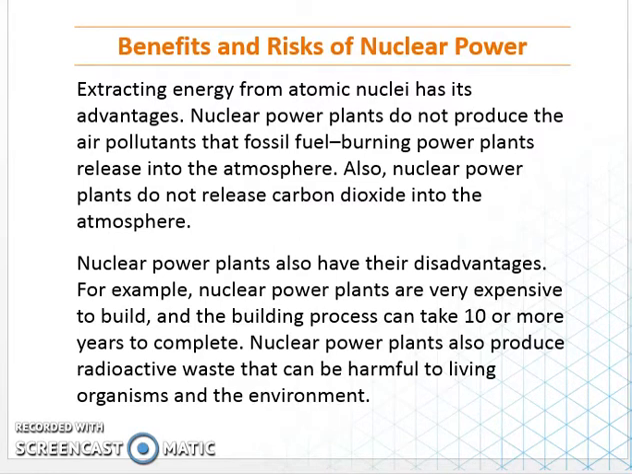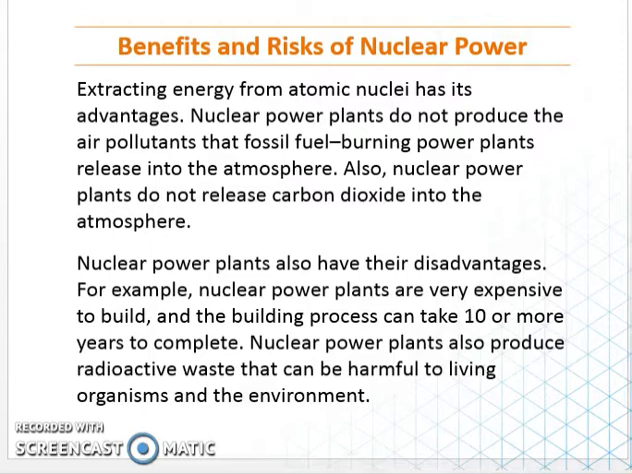Nuclear power plants do not produce the air pollutants that fossil fuel burning power plants release into the atmosphere, which is awesome, right? It's also not using our precious natural resources that are not easily replaced. Also, nuclear power plants do not release carbon dioxide into the atmosphere, thus making our greenhouse effect unlivable.